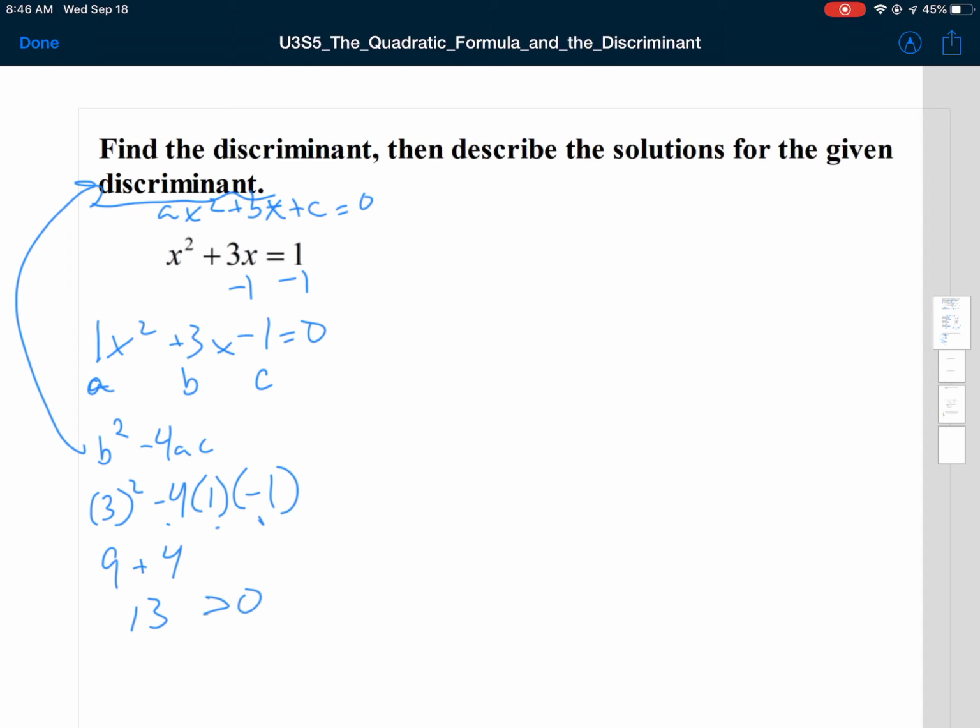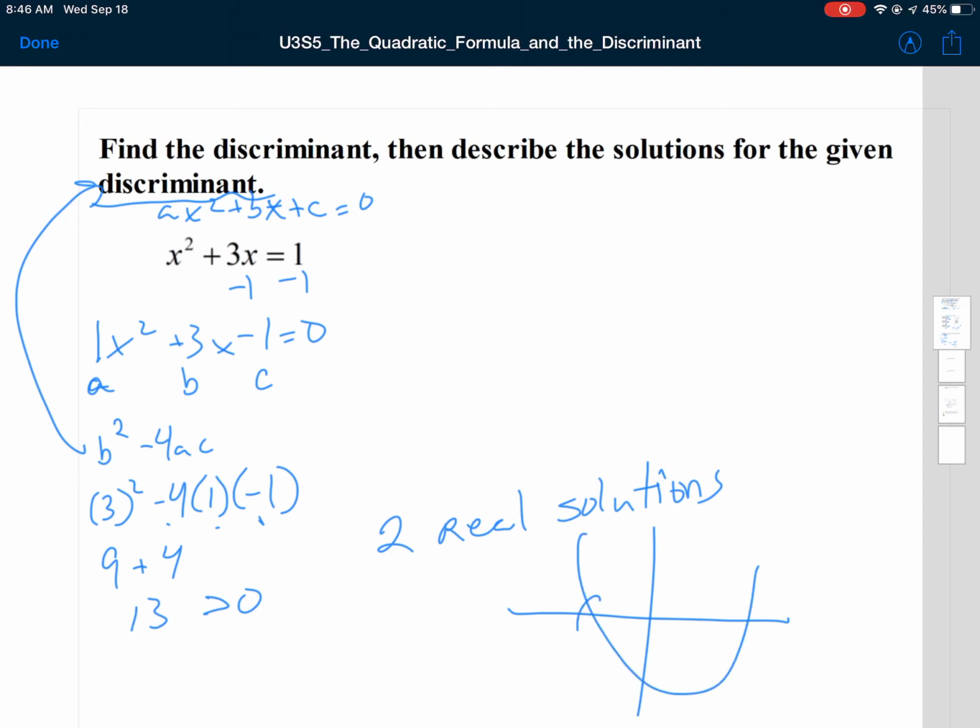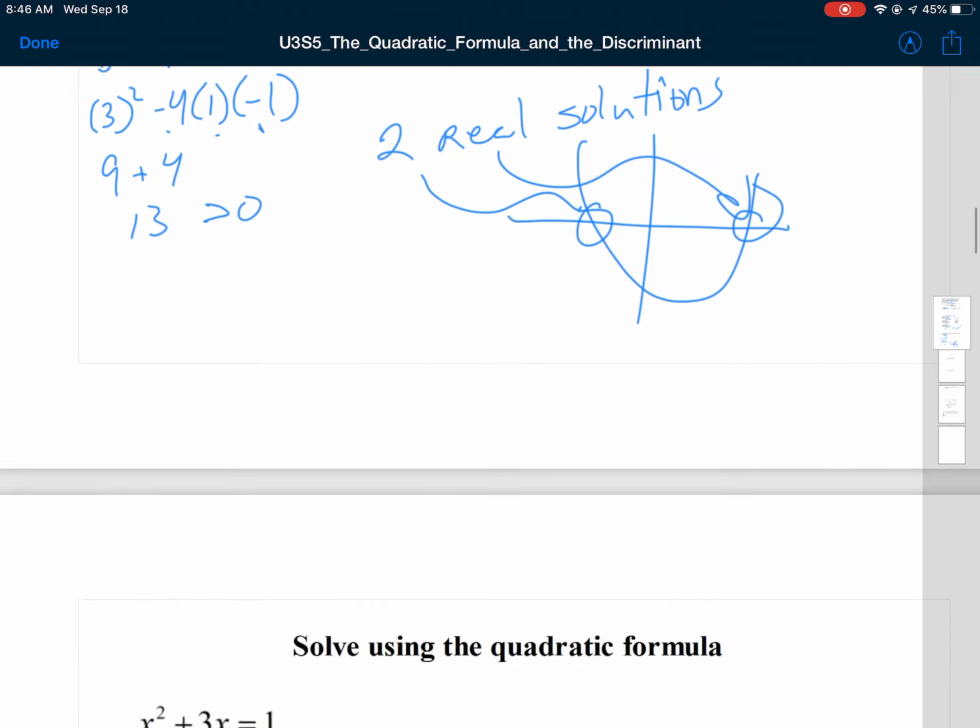Since that's bigger than 0, we will get two real solutions. And if you're talking about the graph, that means that graph is going to cross the x-axis twice. Okay, so I don't know what the actual graph looks like, but I do know that it's going to cross twice because of those two real solutions. And we'll use that information later when we're graphing these a little bit more too.